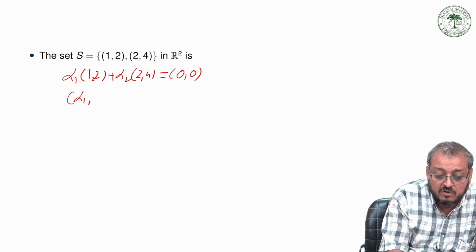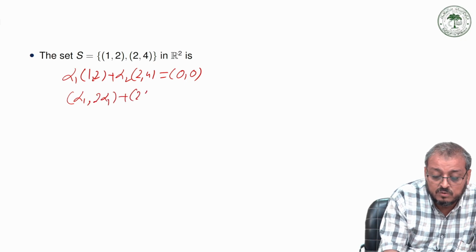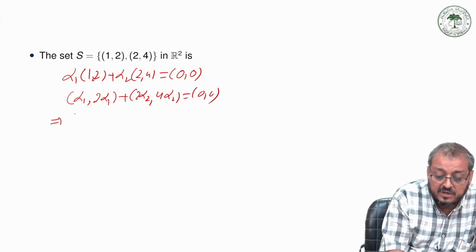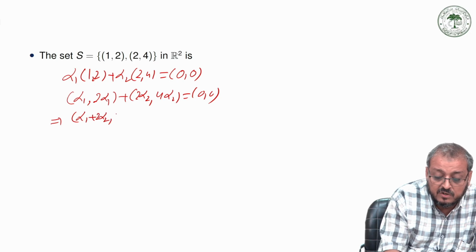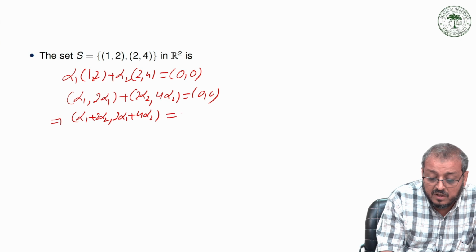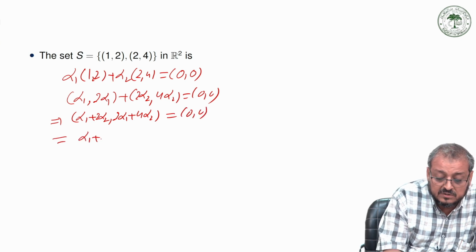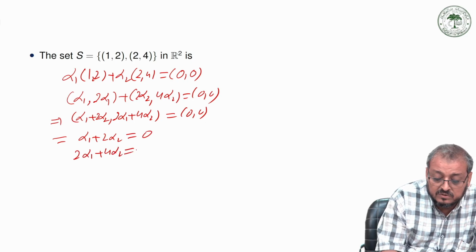This is (α1, 2α1) plus (2α2, 4α2) is equal to (0, 0). Now this can be written, by the addition property, as (α1 + 2α2, 2α1 + 4α2) = (0, 0). Now this can be written as α1 + 2α2 = 0, and we have 2α1 + 4α2 = 0 again.